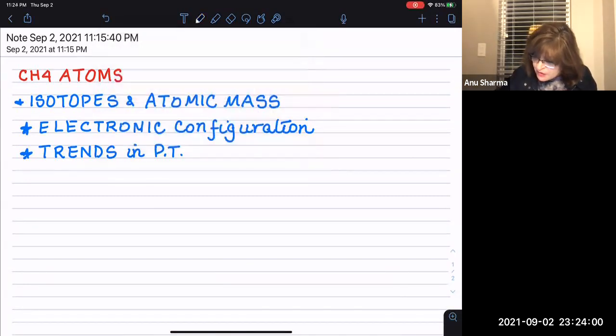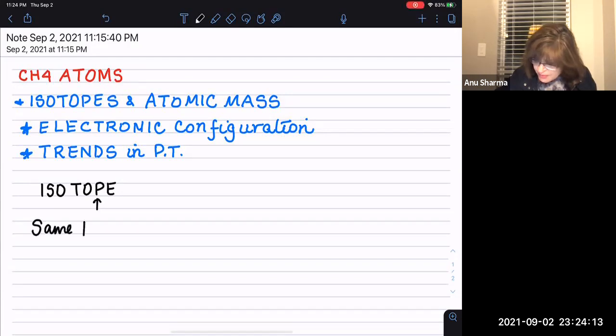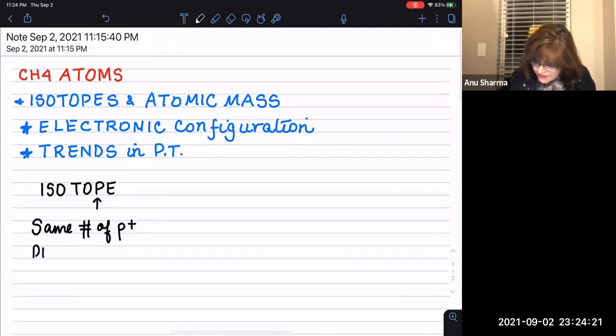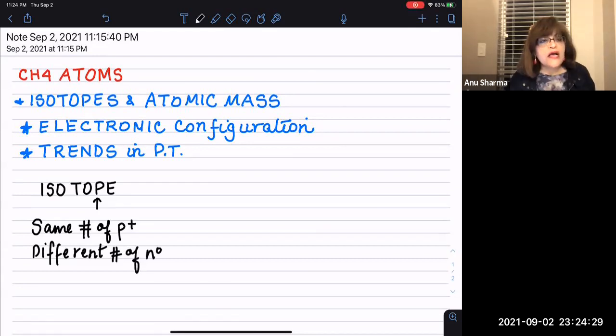So what is the meaning of isotopes? Iso means same, and topes, T-O-P-E-S, and if you look at the P, it means the same number of protons. So those elements that have the same number of protons, but different number of neutrons, those are called the isotopes.